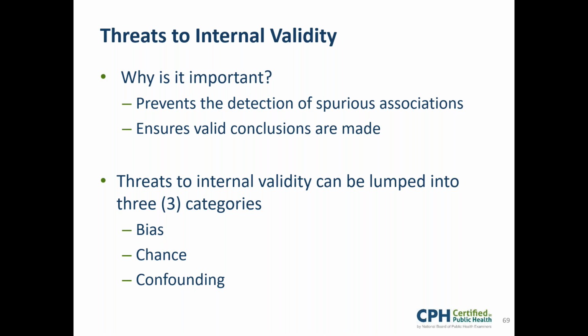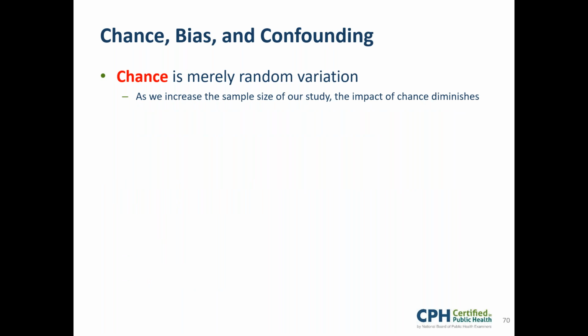So chance is something that merely happens at random. It will happen no matter what we do, but we will decrease the likelihood of this random variation if we increase the sample size. If the sample size is large enough, the likelihood of chance impacting our results is smaller.